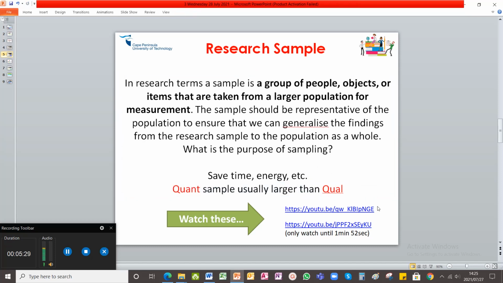Here are two cool videos to show you the difference between population and sample. The first video, you can watch the full length, it's short, about 3 minutes. The second video is also about 3-4 minutes, but only the first 1 minute and 52 seconds is really important. You can stop after 1 minute and 52 seconds.